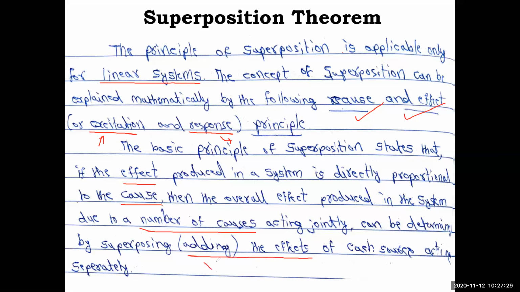So for example, in an electric network, you have different sources like V1, V2, V3, and they are connected together in some topology. When we say the effect is proportional to the cause, then for a number of causes, that means a number of excitations acting jointly, their joint effect can be found by adding the effects of each source acting separately. That means the corresponding effect of each. So that is the idea here, and we'll try to understand this with the statement.